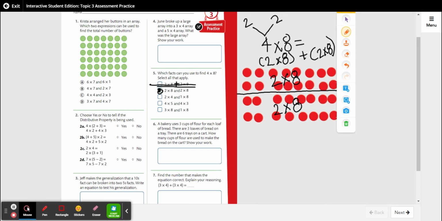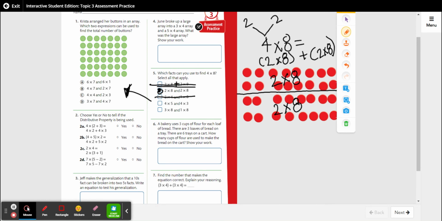All right, 2 times 4 and 1 times 8. No. Remember, we had a similar thing when we were looking at the solutions over here, or the possible solutions in problem number 1. When we're using the distributive property and breaking apart our multiplication facts, one of the factors has to stay the same. So none of the factors here have stayed the same, so I know that that is incorrect.